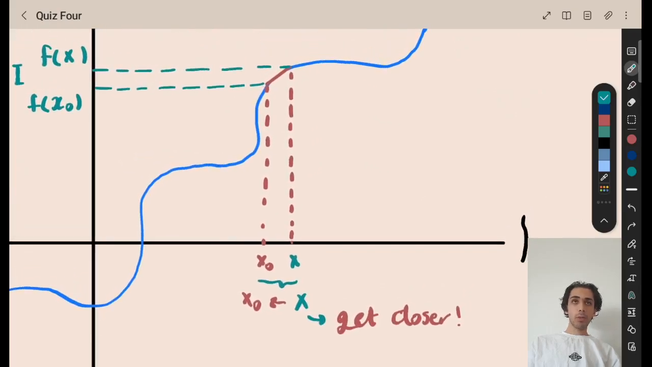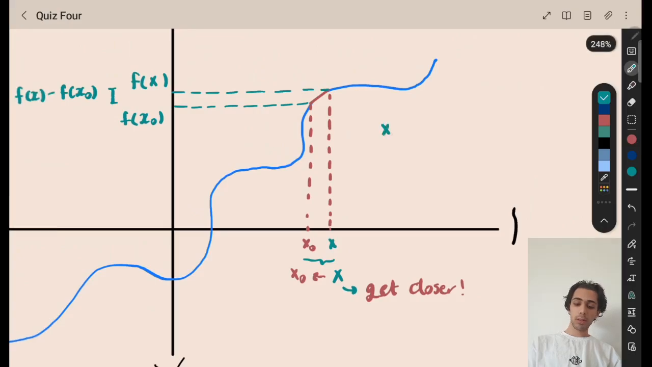Now, effectively, what's happening here is that instead of writing x naught plus h, we're literally taking x and pushing it towards x0, or x naught. We're literally making it get closer. And so in this sense, we also get this new formulation for the derivative. And if you're confused with this, you can simply choose x to be equal to x0 plus h.